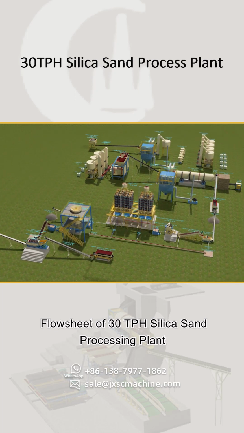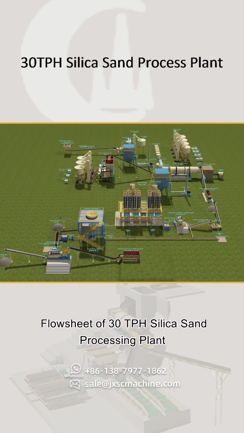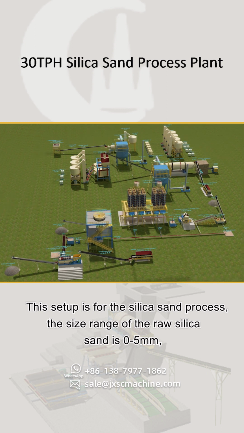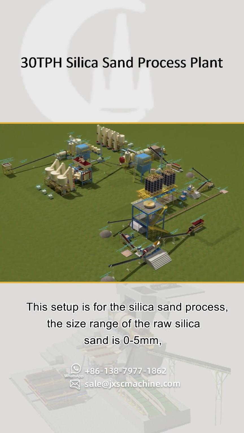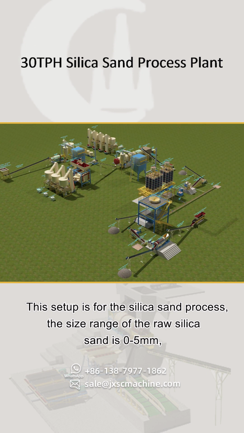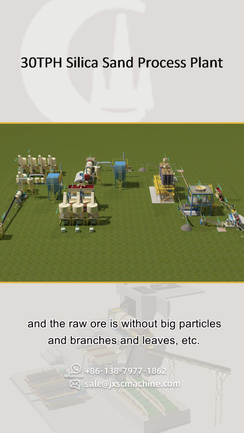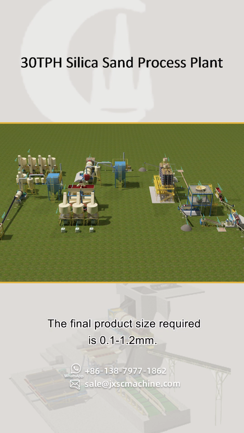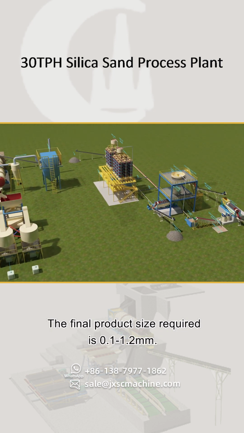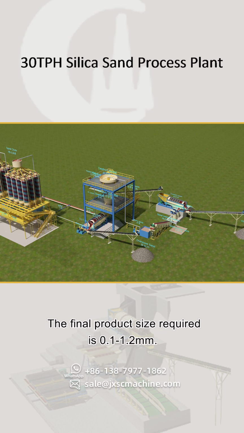Flowsheet of 30 TPH silica sand processing plant. This setup is for the silica sand process. The size range of the raw silica sand is 0 to 5 mm, and the raw ore is without big particles and branches and leaves, etc. The final product size required is 0.1 to 1.2 mm.